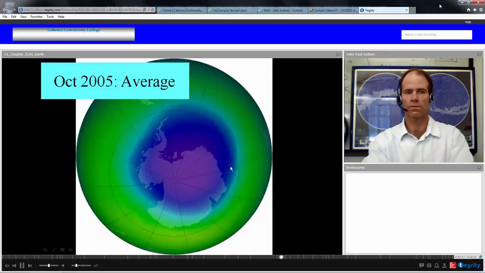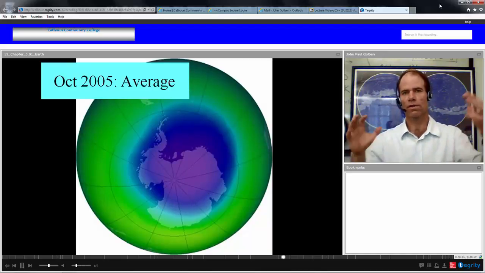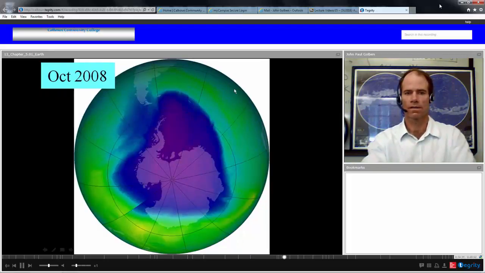Here's the October 2005 average, and supposedly the square mileage of what this hole covers is getting slightly less. So hopefully we're over the worst part of this effect. Here's 2008. It looks worse to me, but supposedly the hole is getting a little bit smaller.